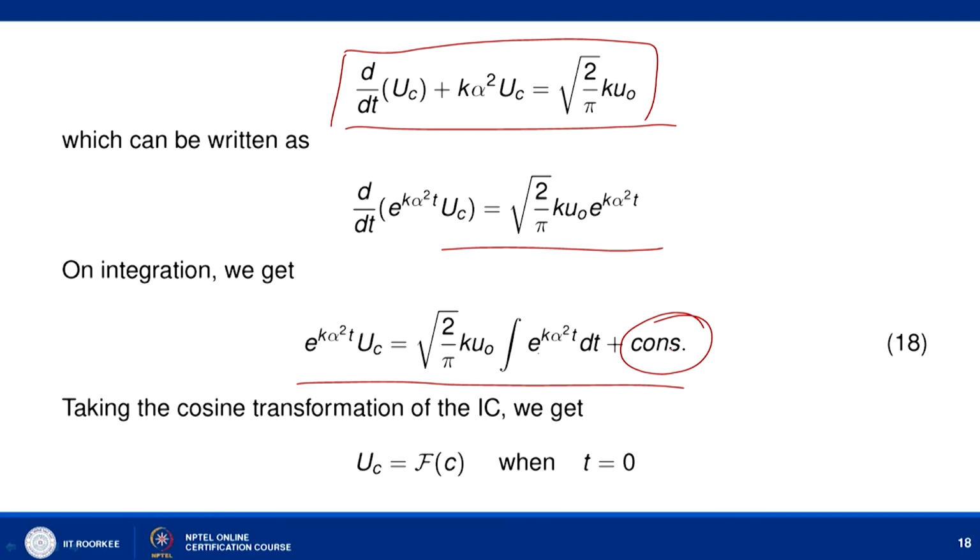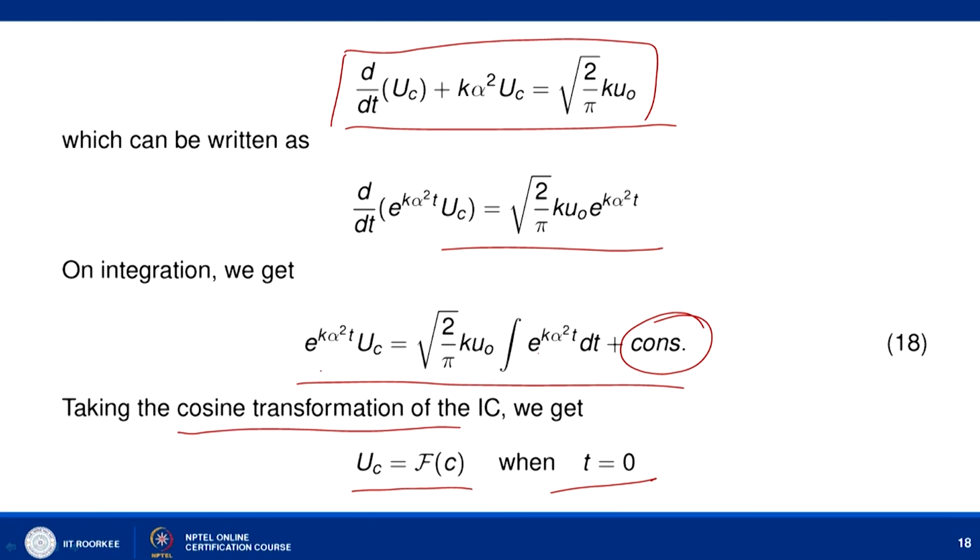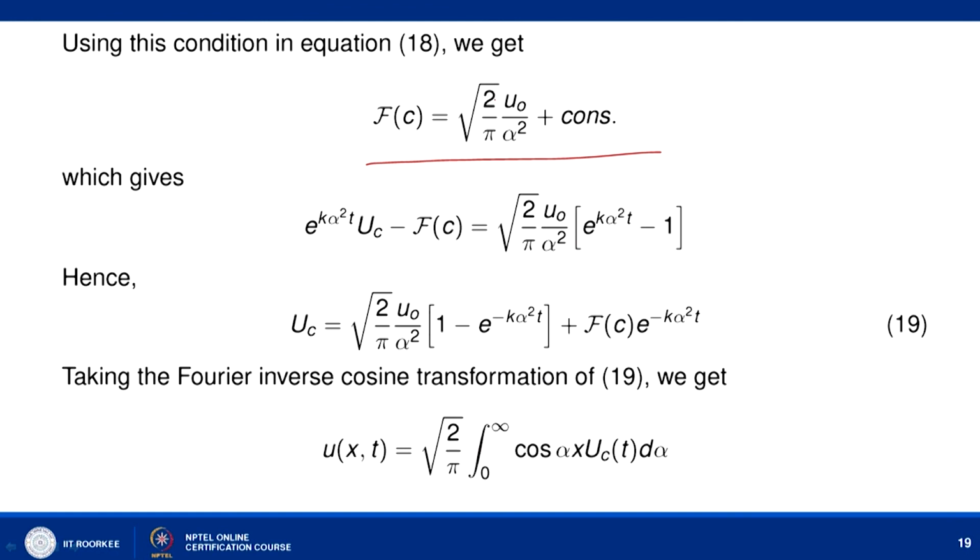Now, to handle this integration constant, we look at the initial condition and take the Fourier cosine transform of the initial condition, and we have u c equal to f of c when t equal to 0. So, using this condition we can find our constant. This is f of c equal to root 2 by pi k u naught times the integration of this, which will be e to power k alpha square t divided by k alpha square. So, we can write it here as root 2 by pi u naught upon alpha square plus constant. So, we can find the value of the constant and put it back.